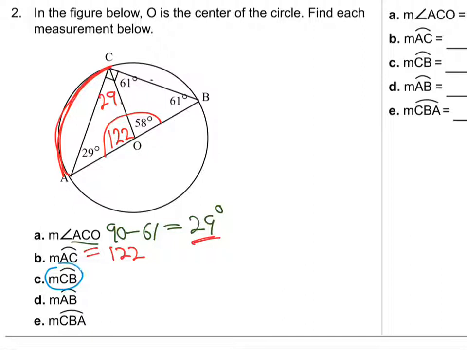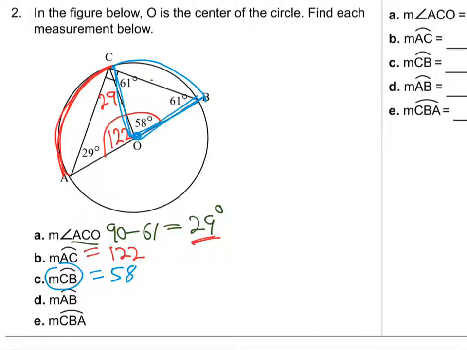They want arc CB, so that's from here to here. So which central angle opens up to that one? Here's the center, which leads to that arc. So that's the 58. Is that making sense? Whenever they give us an arc, they want the central angle which leads to that arc. So that'd be the 58.